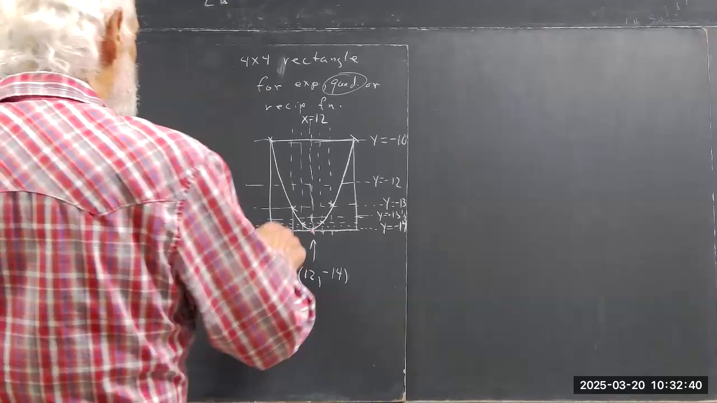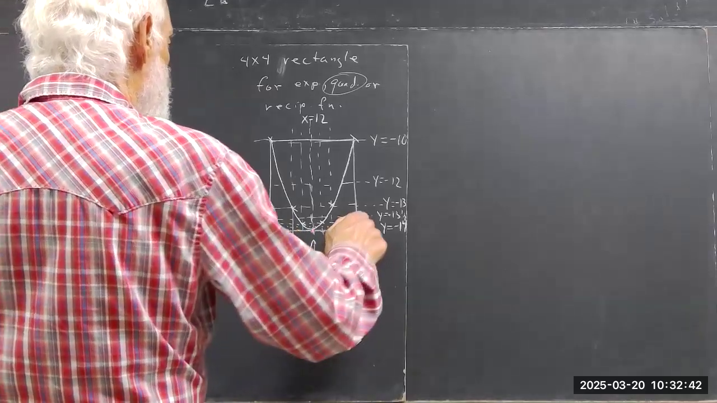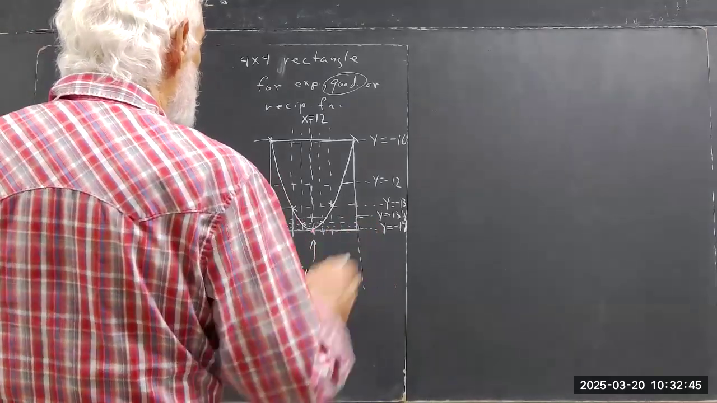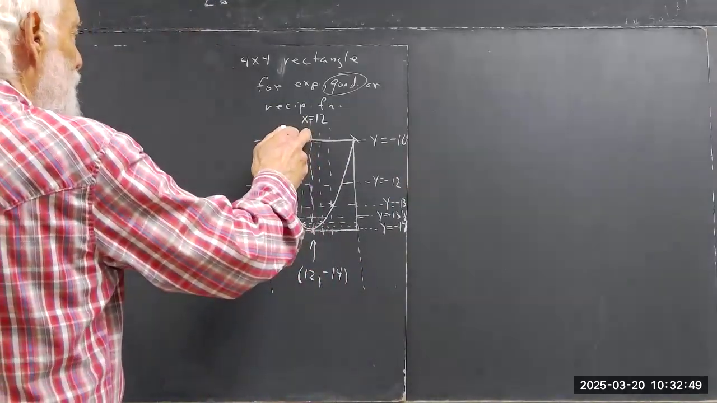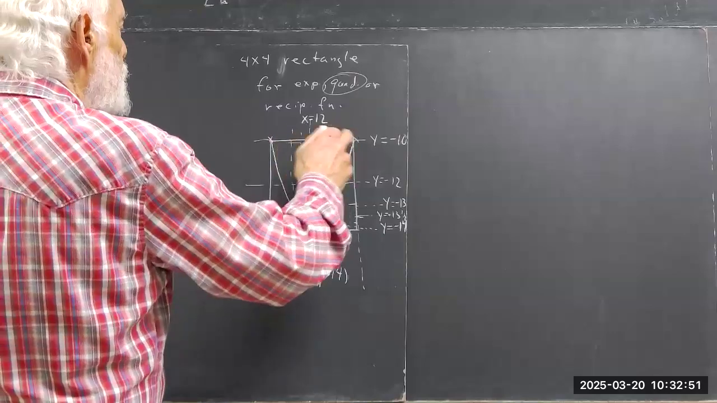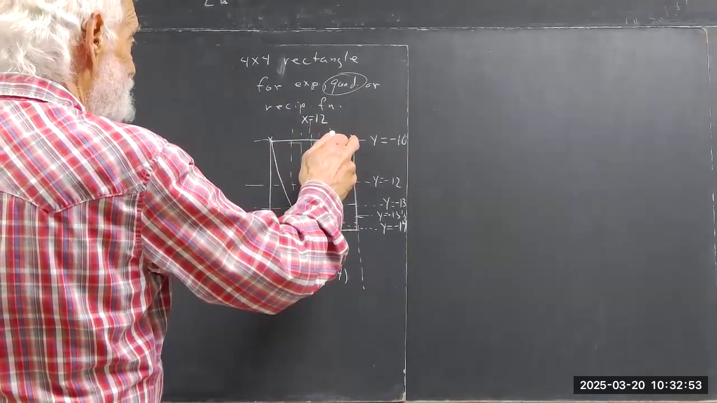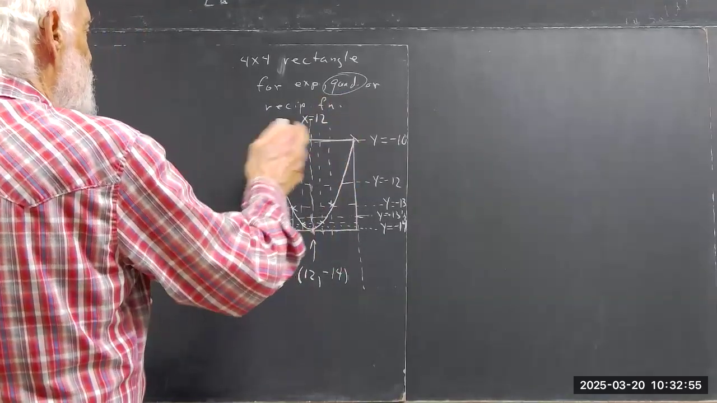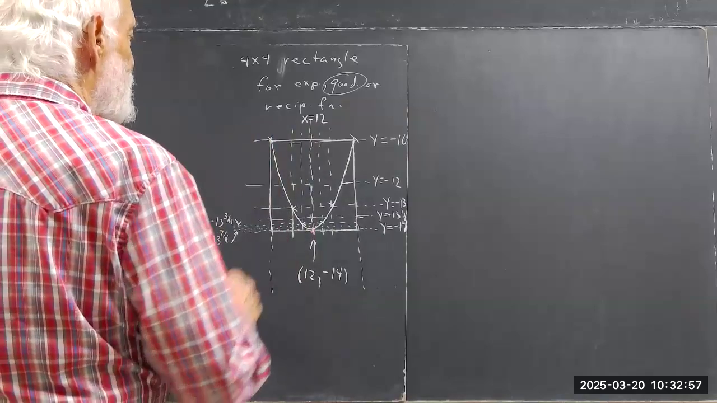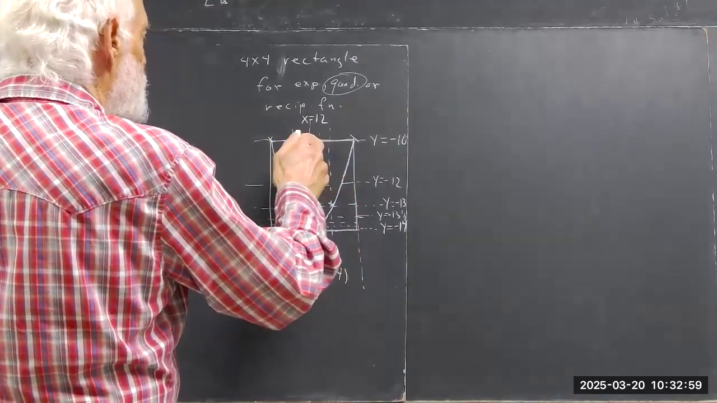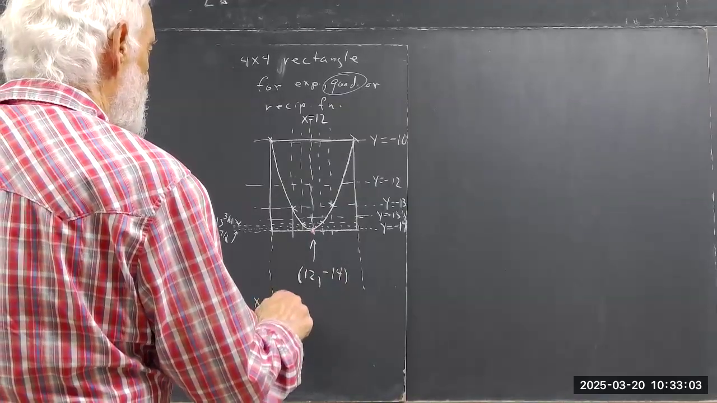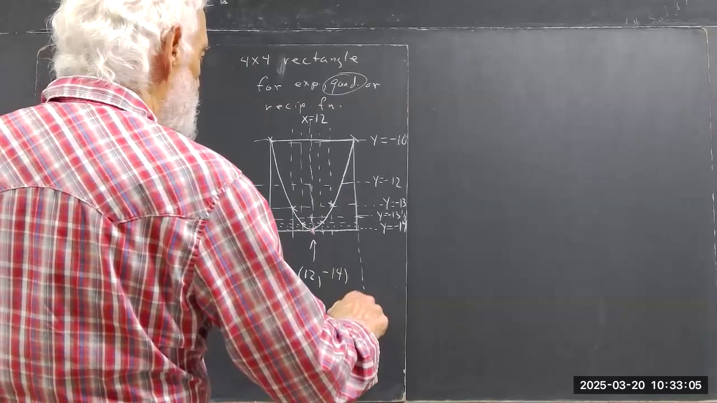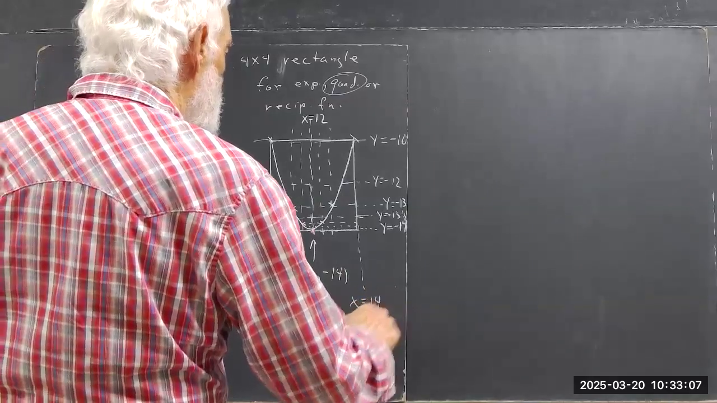Then we label the x number. Now, if this is a 4x4 rectangle and x equals 12 is in the middle, then we're 2 units to the left of the right edge and 2 units to the right of the left edge. So it's 2 units to here and 2 units to here. So this line is going to be x equals 10. This line is going to be x equals 14.